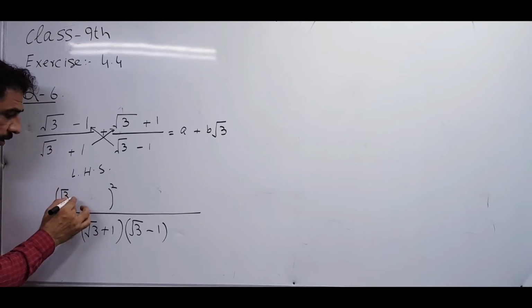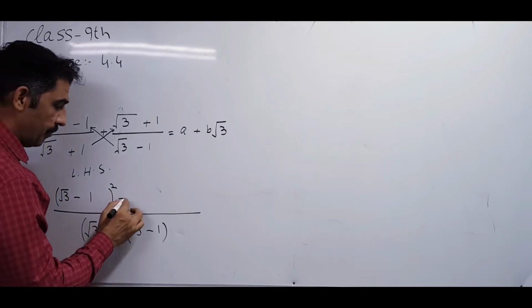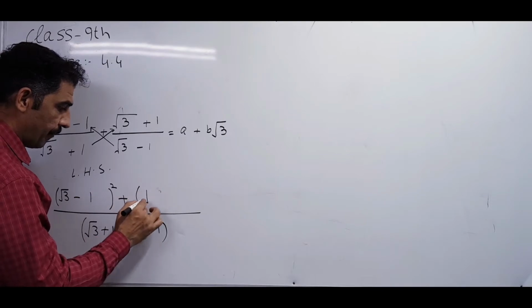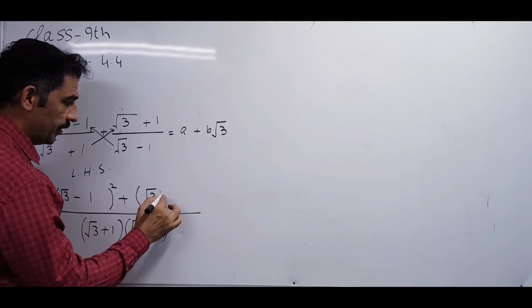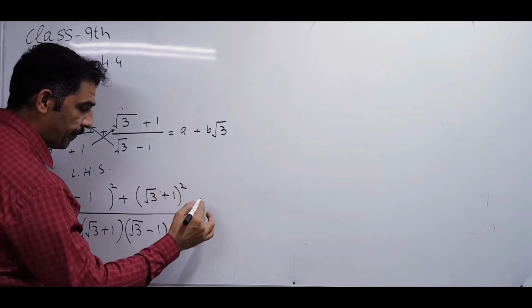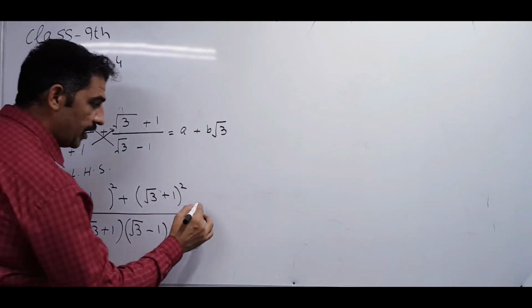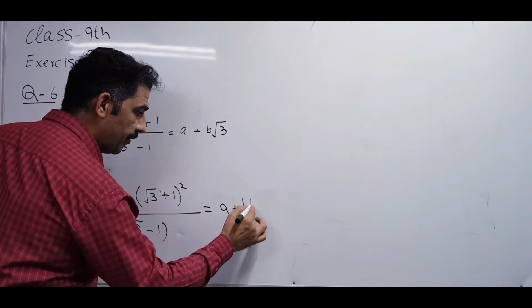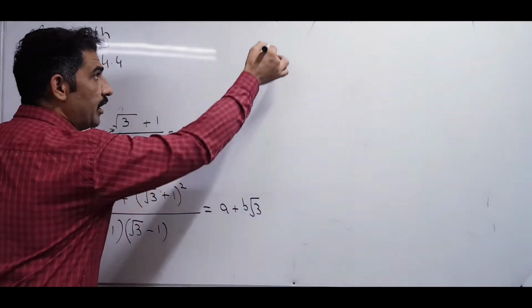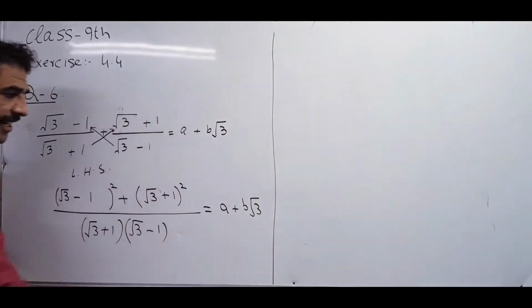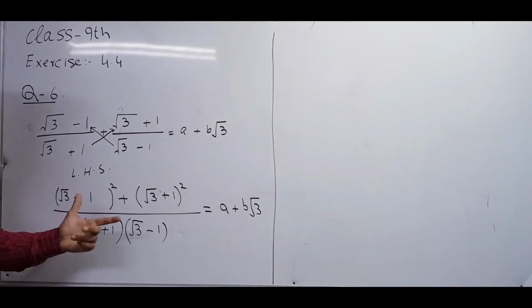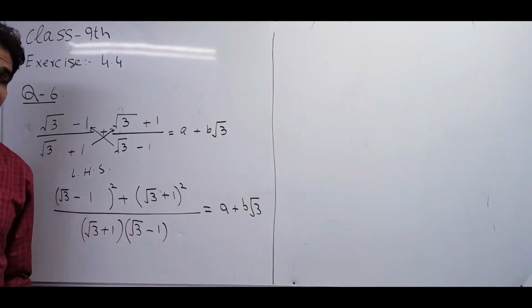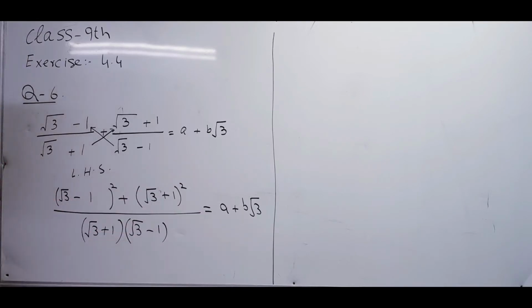Root 3 minus 1 plus root 3 plus 1, that is the term, equal to A plus B root 3. The right hand side remains the same, there is no change. Even though I am taking the left hand side, if you continue with the right hand side with the same steps, there is no problem. In the numerator there is one formula which we have already used in exercise 4.2.